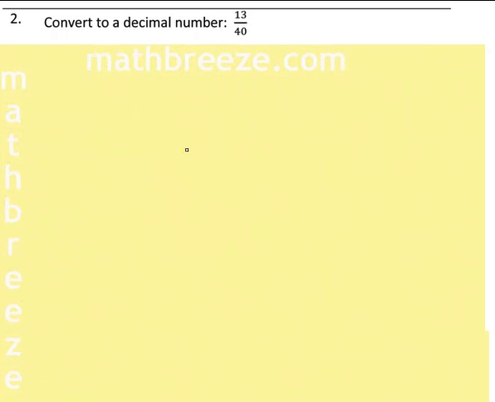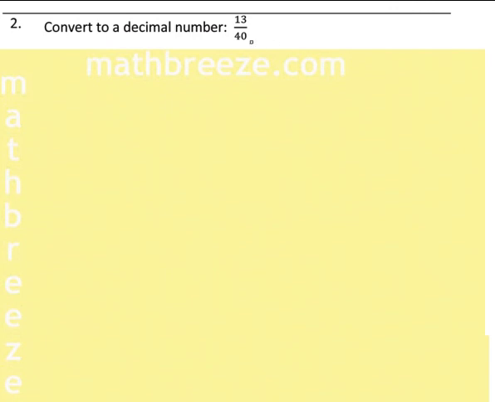All right, now we want to convert this fraction to a decimal number. So we're going to divide the denominator into the numerator. So that is 40 divided into 13. Now 13 has a decimal at the end, so put that on top. And we're probably going to need a few decimal places. I'm just putting in 4. I'm not sure how many we'll need, if we'll need more or less.